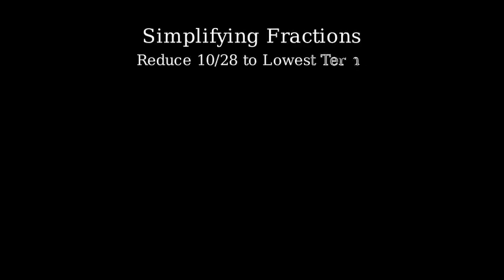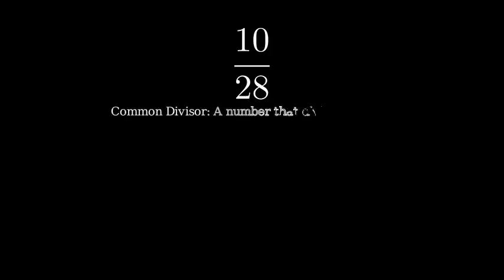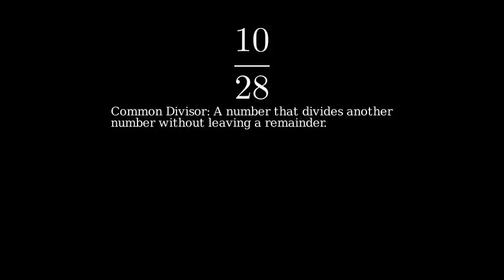Welcome. In this video, we'll learn how to simplify the fraction 10 over 28 by reducing it to its lowest terms. To simplify a fraction, we divide the numerator and the denominator by their greatest common divisor, or GCD. A common divisor is a number that divides another number without leaving a remainder. It's a factor of both numbers in a fraction.